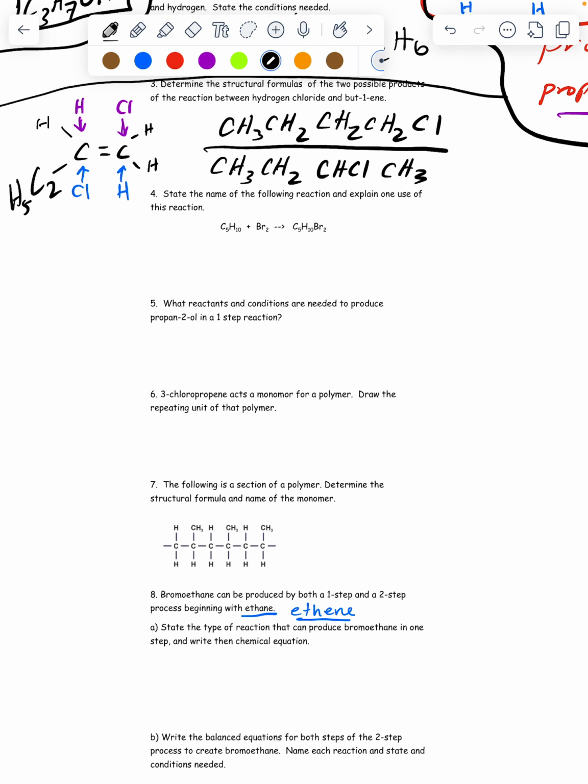Okay, number 4, state the name of the following reaction and explain one use. So this is bromination. Probably best these days to just call this an addition reaction. Yes, you could also say bromination, but the real general type of reaction happening here is addition. And if you were doing this on the IB exam, where all the possible reactions are a possible answer, then they're seeing if you recognize this as an addition reaction. The use of bromination is to distinguish between alkenes and alkanes.